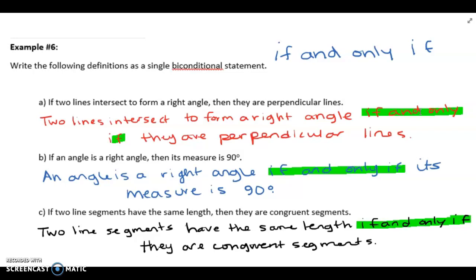On B, it says if an angle is a right angle, then its measure is 90 degrees. Once again, that is the definition of a right angle. So if we write that as a biconditional statement, it says an angle is a right angle if and only if its measure is 90 degrees. Part C, if two line segments have the same length, then they are congruent segments. So the biconditional would be two line segments have the same length if and only if they are congruent segments. So once again, if and only if in all of these. If you don't have an if and only if, it is not a biconditional statement.